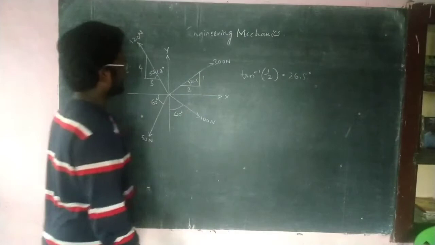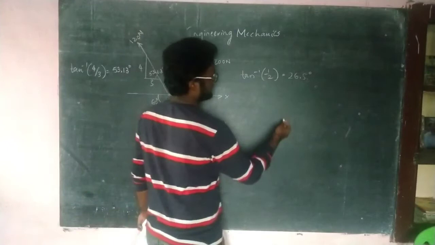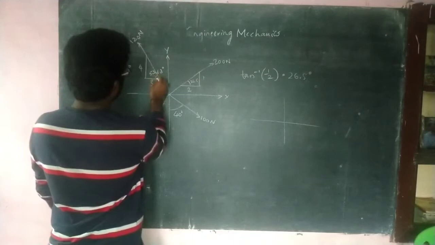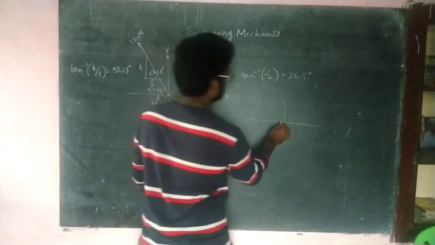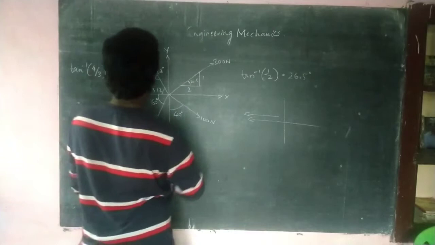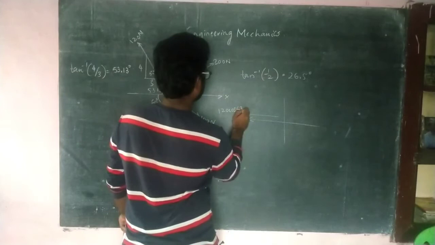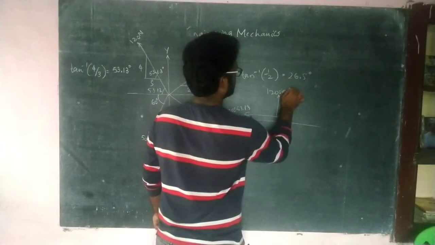Now let us resolve these forces. If you consider this Cartesian plane, these forces are 120 and the angle made with this is 53.13. So this is 120 cos 53.13, and this is 120 sine 53.13. So we are done with the first part.